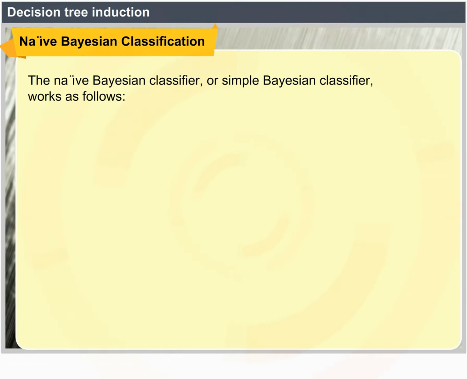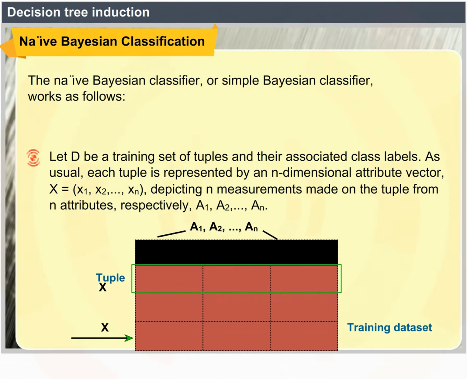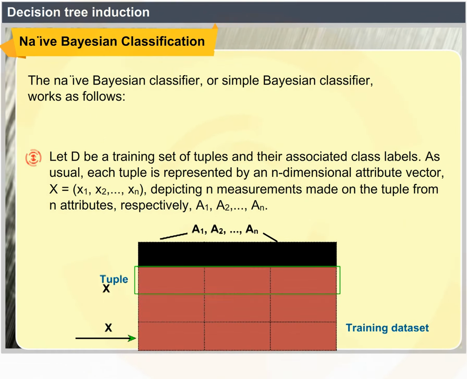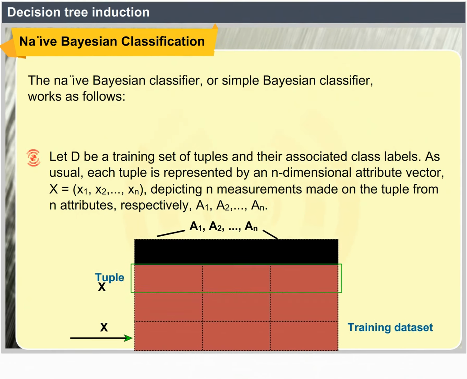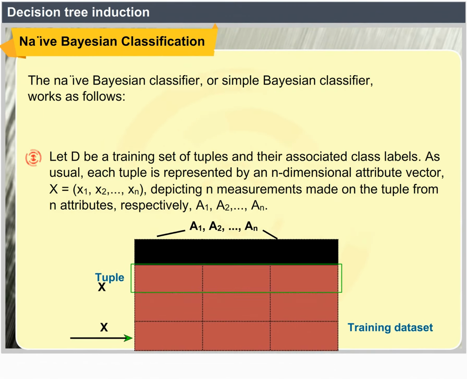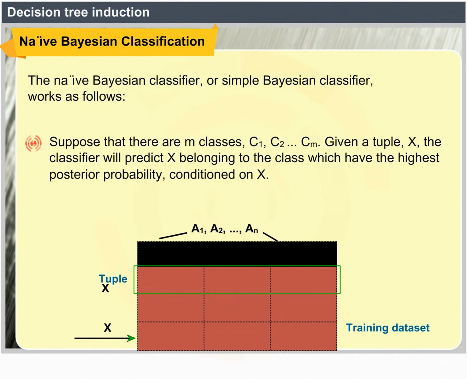Naive Bayesian classification. The naive Bayesian classifier, or simple Bayesian classifier, works as follows. Let D be a training set of tuples and their associated class labels. As usual, each tuple is represented by an n-dimensional attribute vector X = (x1, x2, ..., xn), depicting n measurements made on the tuple from n attributes, respectively A1, A2, ..., An. Suppose that there are m classes C1, C2, ..., Cm.